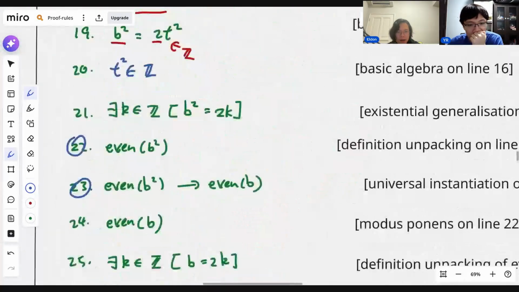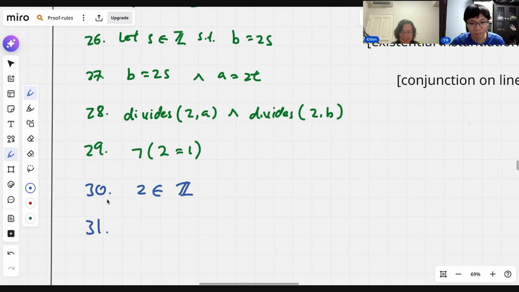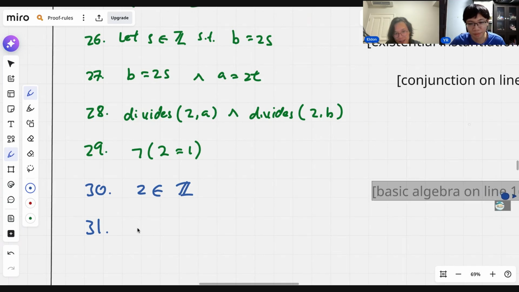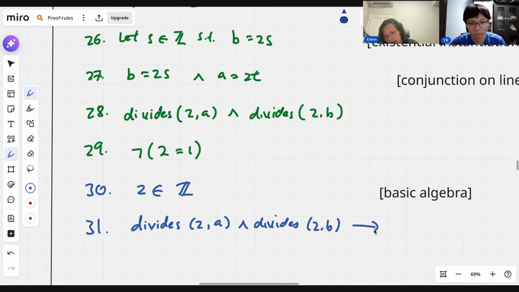Okay, so how do we write this now? Well, the next thing we're going to say is that 2 is an integer. This is basic algebra. I think we can agree, right? 2 is an integer. That's very non-controversial here. Okay, so now since 2 is an integer, we can instantiate the for all statement and say 2 divides 2a and 2 divides 2b implies 2 is equals to 1.